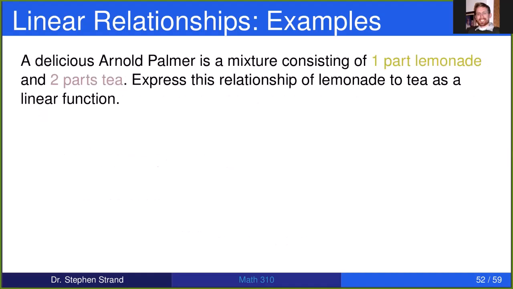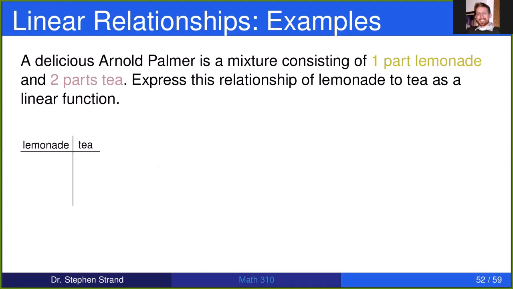And so that is a way to represent this relationship between the ounces of salad and the cost with a function. Another example we could look at is a delicious Arnold Palmer drink, which is a mixture consisting of 1 part lemonade and 2 parts tea. This might sound a little bit familiar to some of you. So what we want to do is try to express this relationship of lemonade to tea as a linear function.